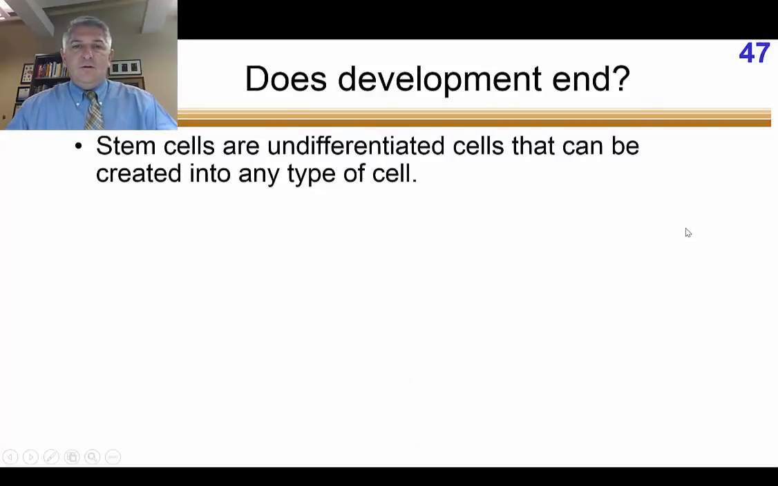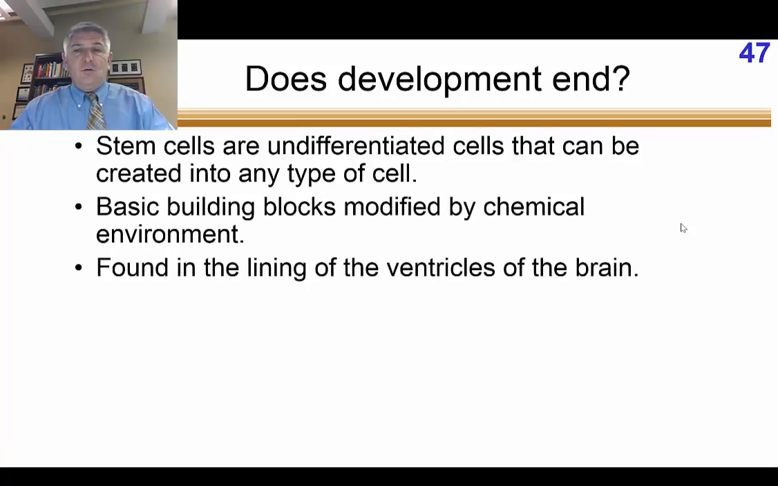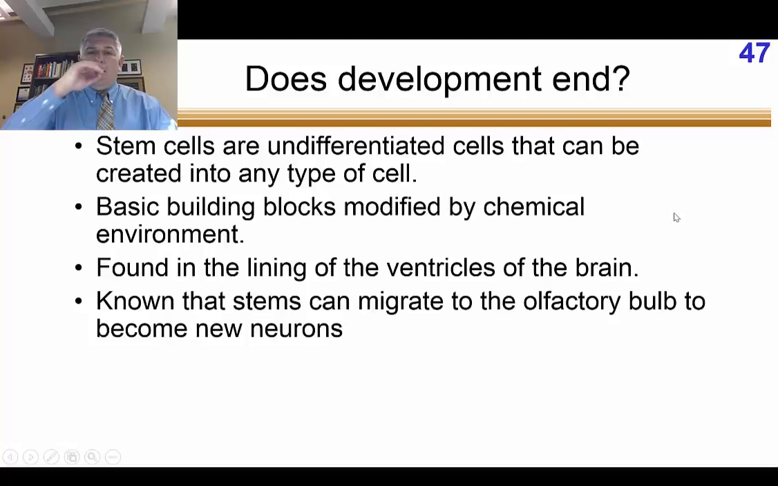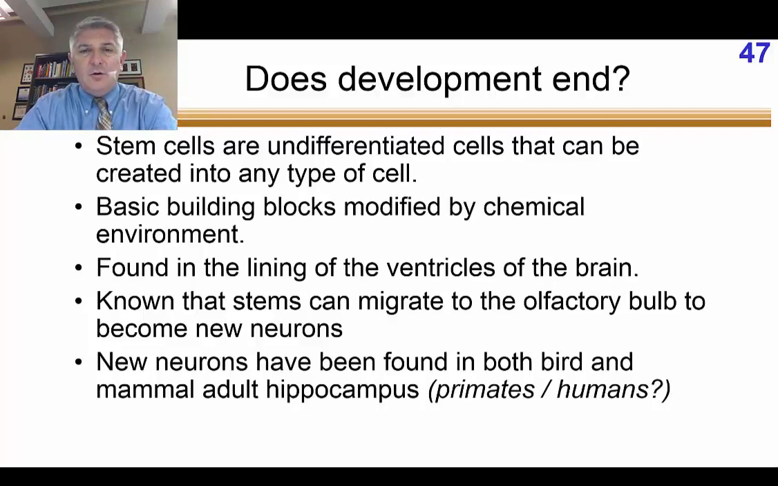Does development end? Well, we talked a lot about stem cells, undifferentiated cells that can be built into any type of cells, the basic building blocks, right? And they're found in the ventricles of the brain. And we know that we can find stem cells in adult brains. So if we have stem cells, it doesn't make sense that we're not in some way producing new neurons. We do know that stem cells can migrate to the olfactory bulb and become new neurons in the olfactory bulb, particularly if it becomes damaged, and we can regain function in that particular pathway. And we've also found some evidence of new neurons in the hippocampus.